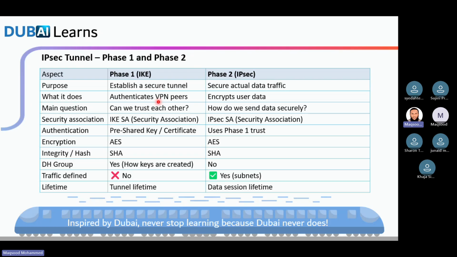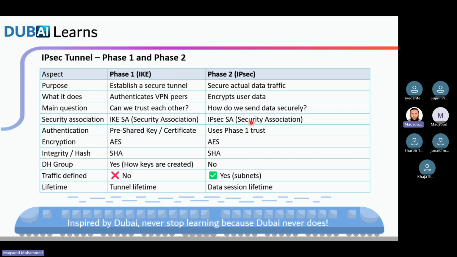Phase one authenticates VPN peers. Peers means two sides of the VPN. As I told you, we can use either a pre-shared key or a certificate. This is for authenticating each other. Phase two encrypts user data. Can we trust each other? This is the main question between the VPN devices. Can we trust each other? How do we send data securely? This is what these phases are about. Security association.